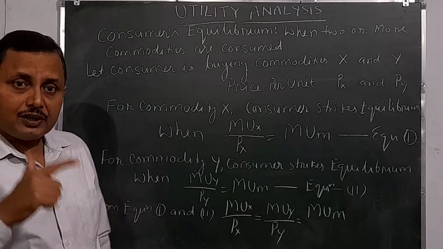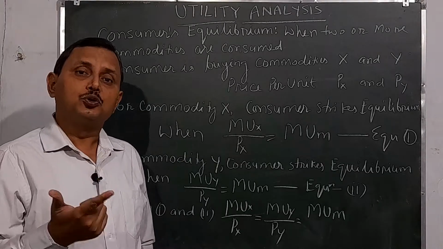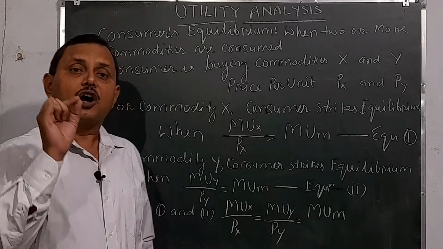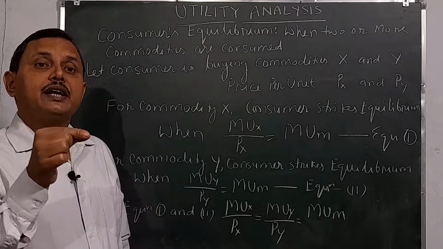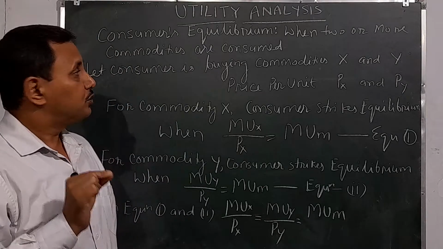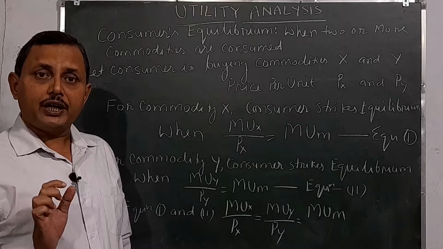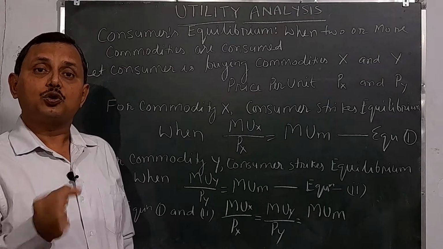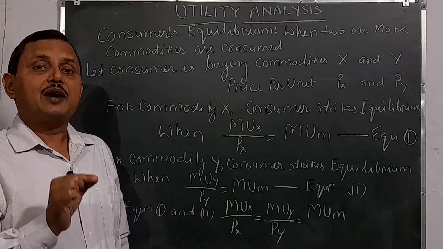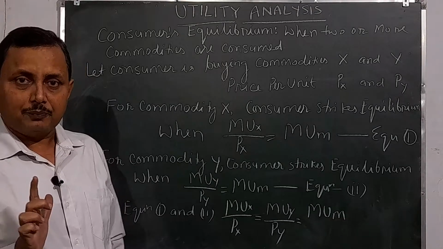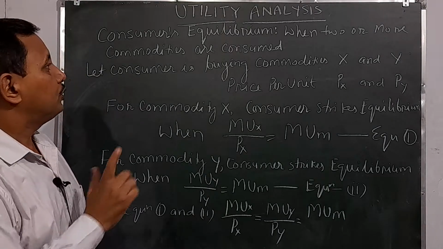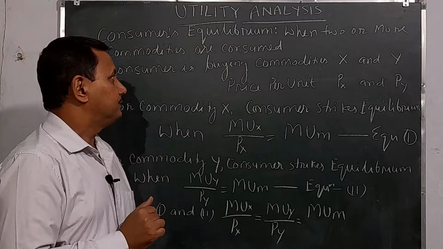So when a consumer is consuming two or more goods, how much quantity of each product should he purchase and consume so that he can reach equilibrium, or so that the total satisfaction or total utility derived by the consumer is maximum? Is it clear? So now we will study this.